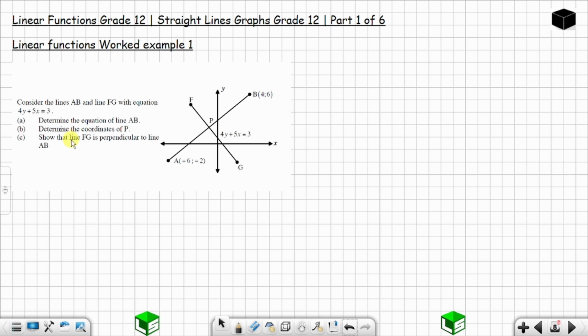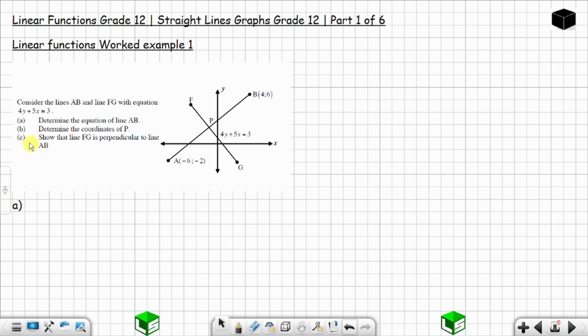You can see that. So you have the line AB and you have the line FG. The line AB and the line FG are intersecting at the point P. This is the point of intersection between the line AB and the line FG. You are given the equation of the line FG, which is 4y plus 5x is equal to 3. You have it there. So you have 2 points on the line AB, the point A and the point B. The coordinates are given, you can see.